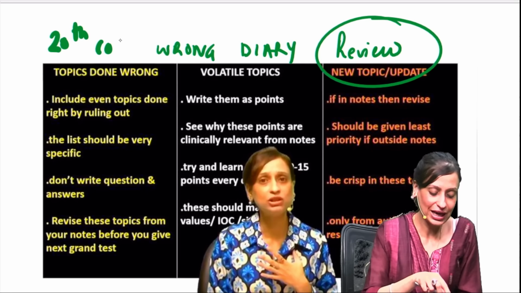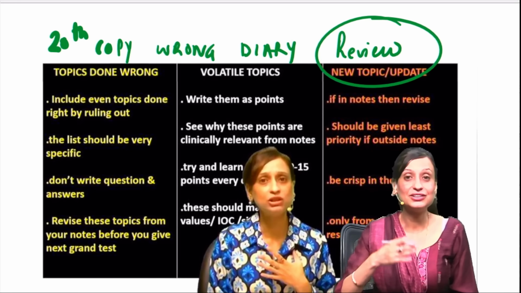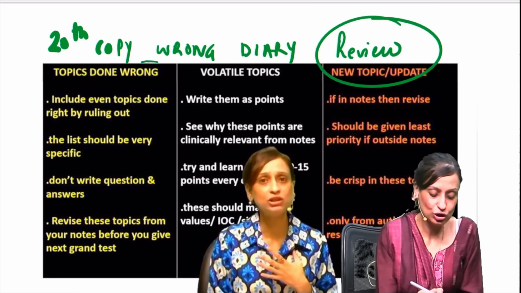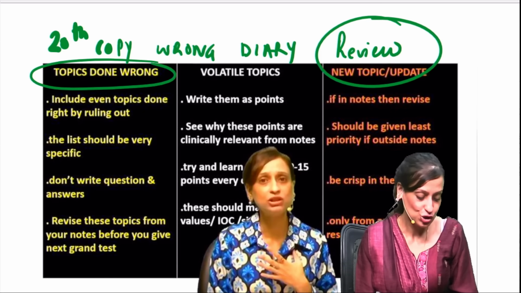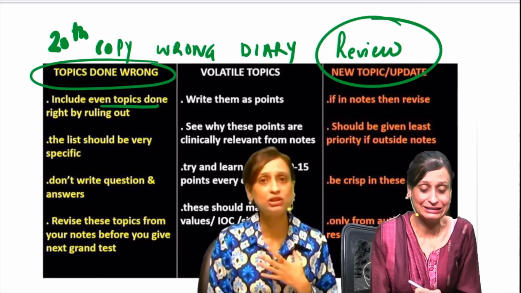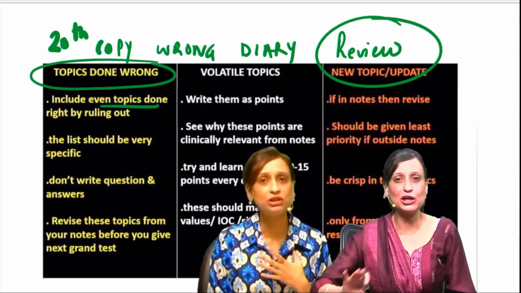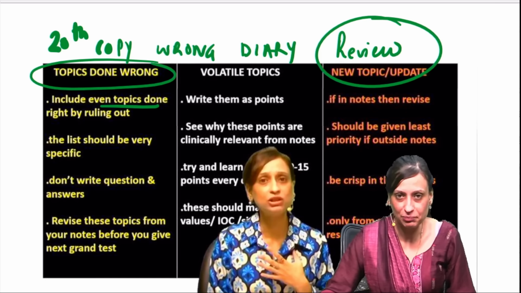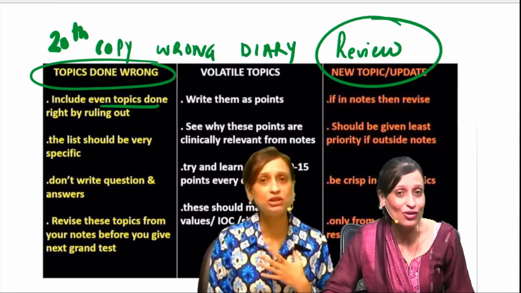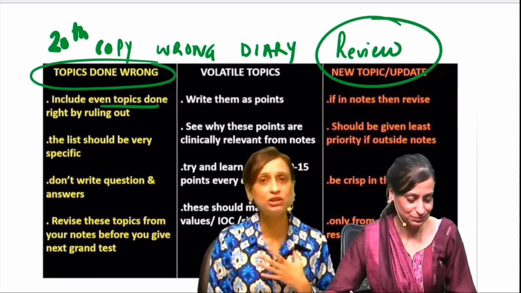Okay, so make a wrong diary from your TND paper. The three parts of the wrong diary are: first, topics that I have done wrong. These include topics that you might have done right just by ruling out. But because you're in the preparatory phase, you should consider them as wrong and read that topic again.